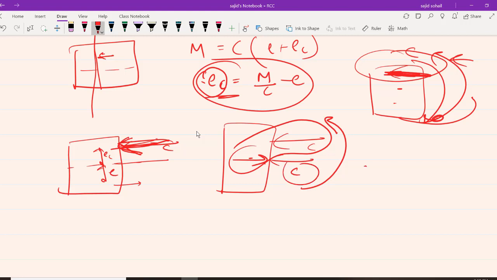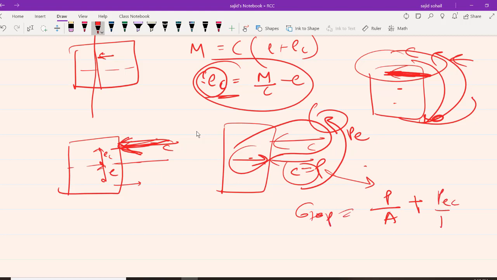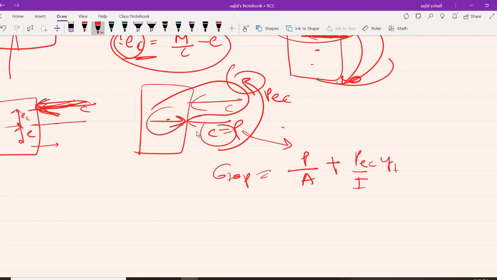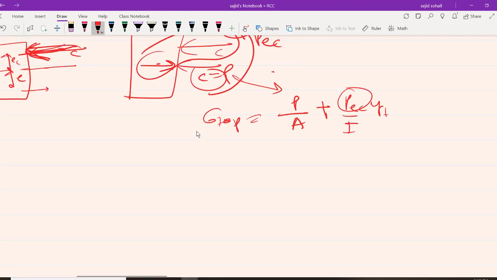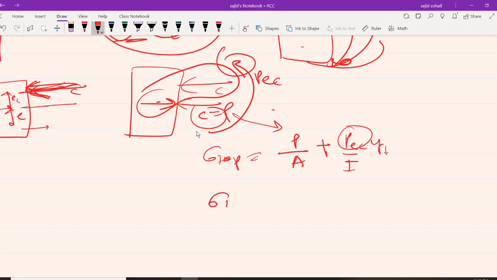So because of this CRP, what will be the stress being generated? P by A plus, because of this moment PE, it is giving compression at the top, so sigma top will be nothing but P by A plus PEC divided by I into YT. Simple, no need of moment. Moment is already considered in this PEC already, right? From M value only we got our EC, so no need to worry. This is a very simple method, that's why.